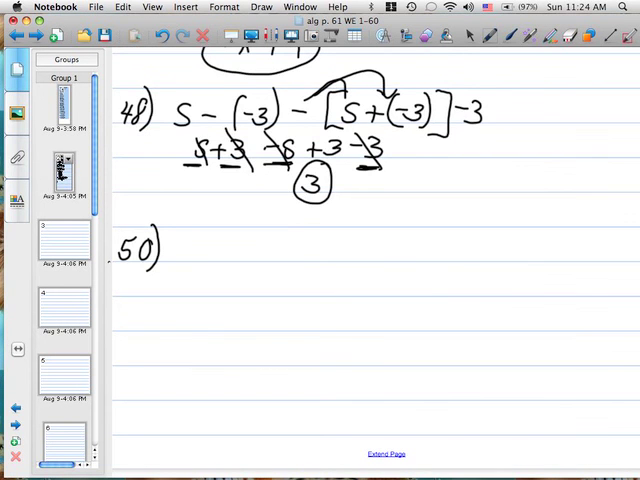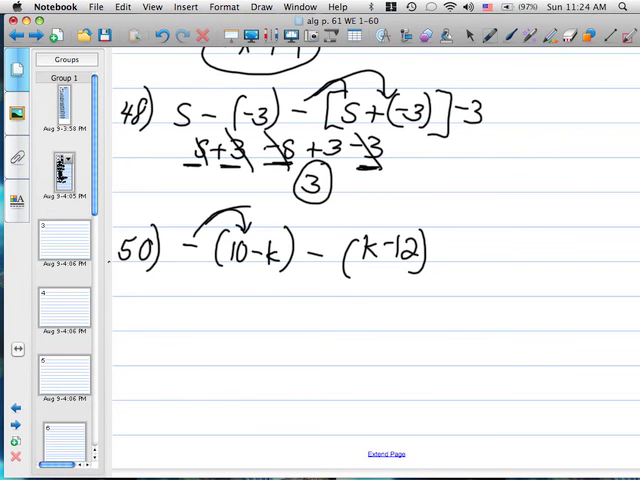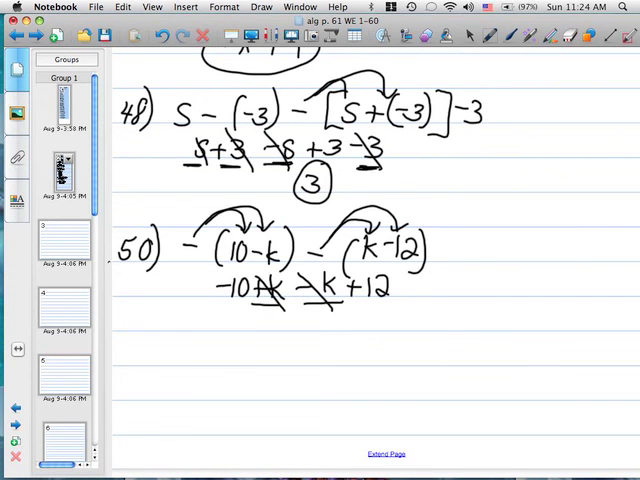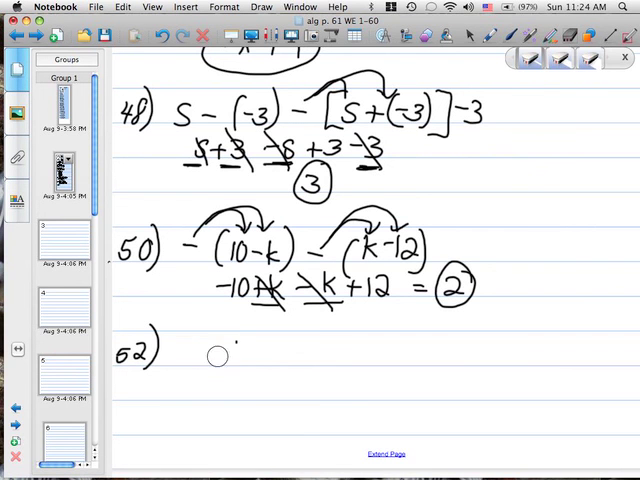48, we have s minus a negative 3 minus the quantity, s plus negative 3 minus 3. So you copy the problem down. S minus the negative 3 is s plus 3. And then we take the opposite of everything inside, so the opposite of s is negative s, and the opposite of negative 3 is positive 3. And then bring down the minus 3. The s and the opposite of s add up to 0. Positive 3 and negative 3 add up to 0, so our answer is 3.